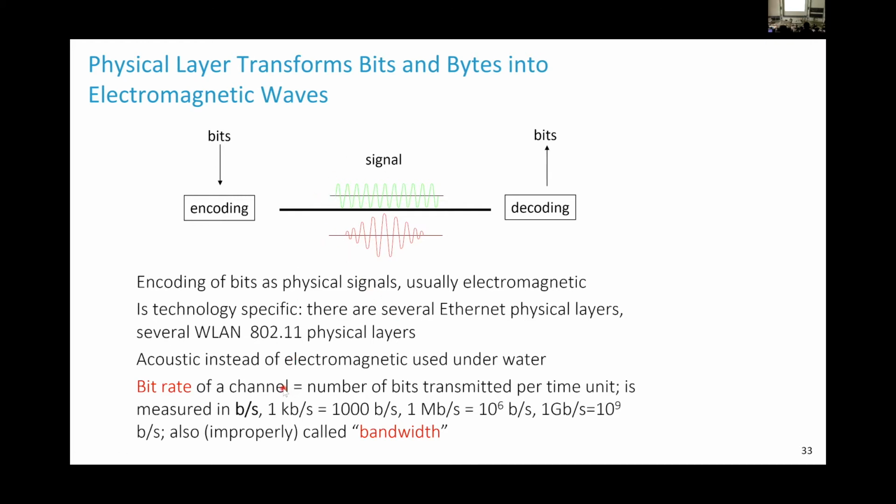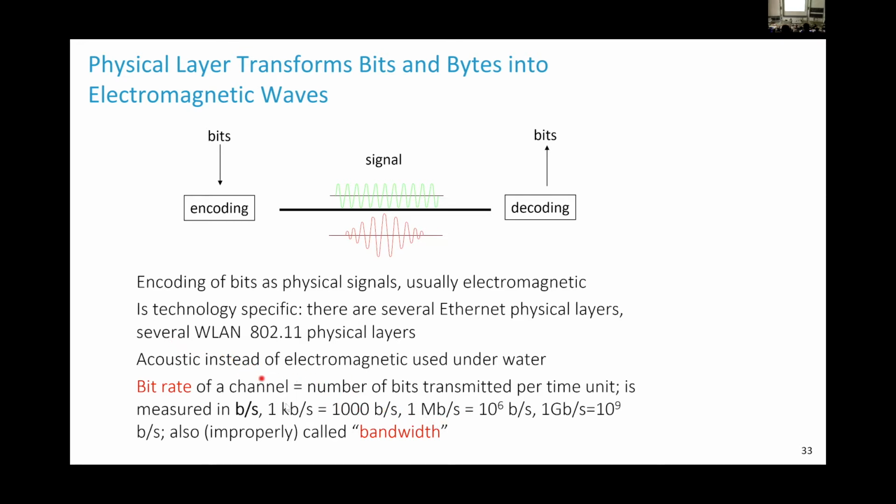The bit rate of a channel is what matters for us. It's the number of bits transmitted per time unit. It's measured in bits per second. Little b means bit, not byte. A byte is 8 bits, so capital B would mean byte. So typically in communication systems, we use bits. And the K and M are the true decimal K and M. So K is not 2 to the power 10, but is really 1000 here.